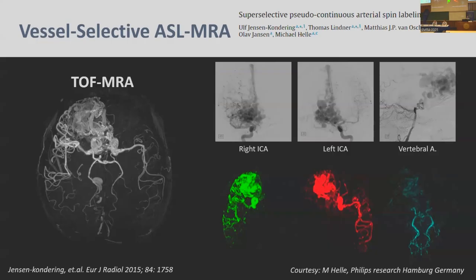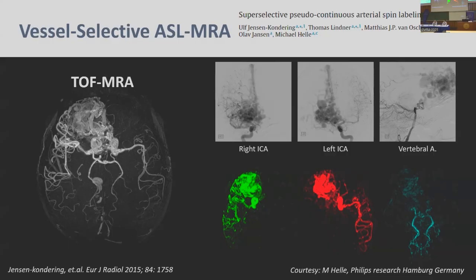So this is my favorite vessel selective ASL MRA, published in 2015, 10 years ago. A very big AVM nidus was visualized by time of flight very clearly. And additionally, vessel selective ASL visualizes its contribution to the AVM nidus from the right ICA, left ICA, and the vertebral arteries. After 10 years, why isn't everyone using this technique yet?